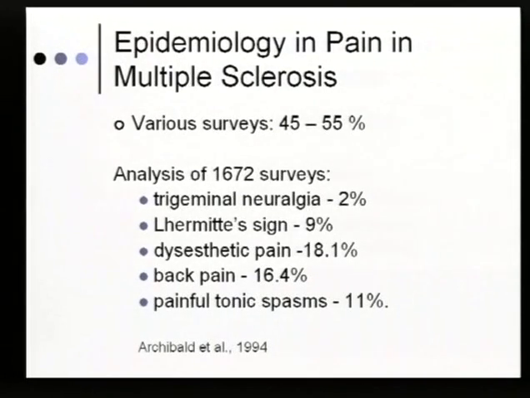I think you've heard about Lhermitte's, this electric feeling that spreads down the body when you bend your head. Various other types of abnormal dysesthetic pains, 18%, that's a fifth. Back pain, obviously, which may or may not be directly related to the MS. And then various painful tonic spasms. Sometimes people with spinal cord disorders get spasms of the hand or leg that are just a constant contraction, very painful.